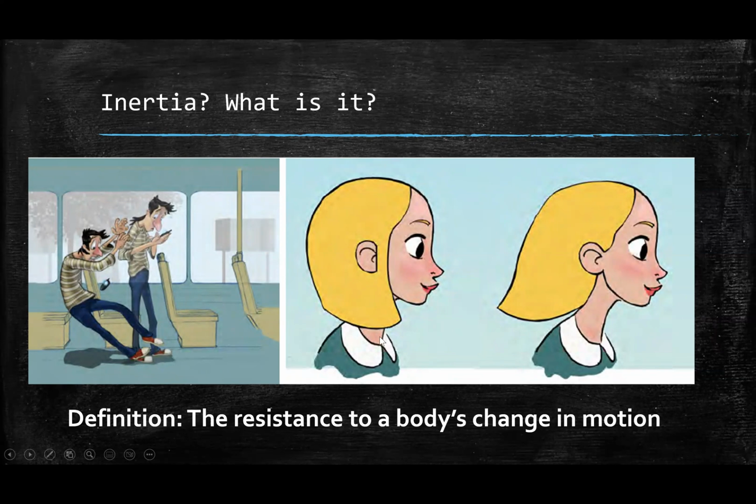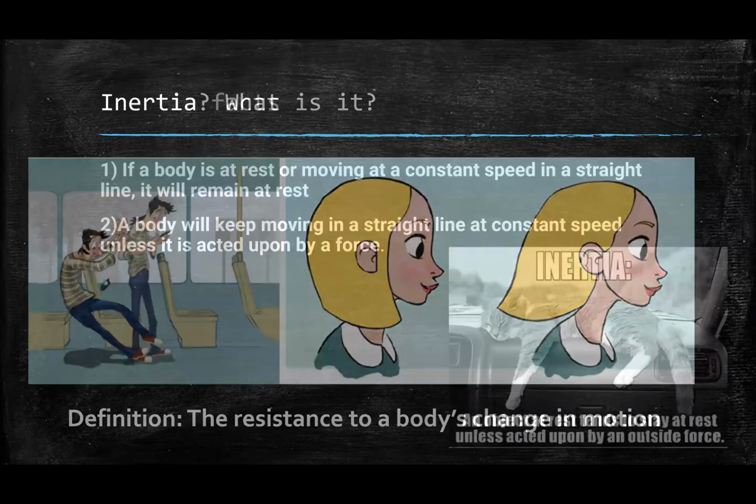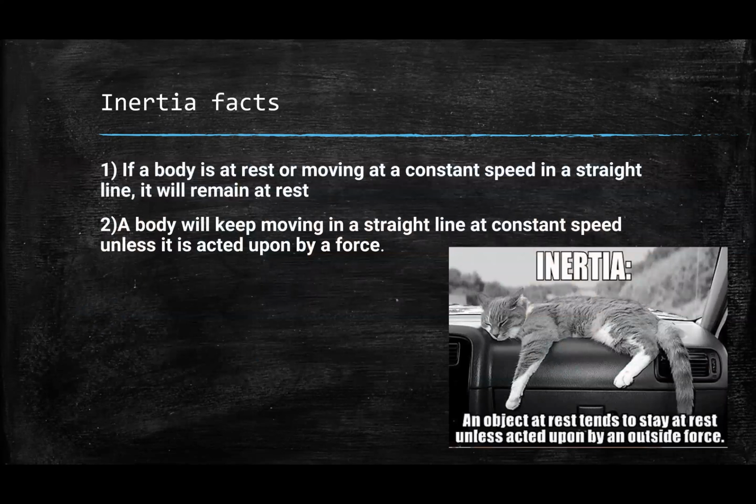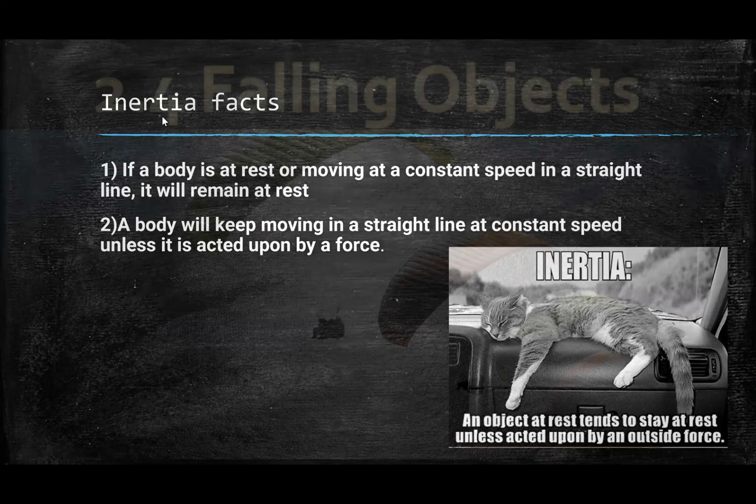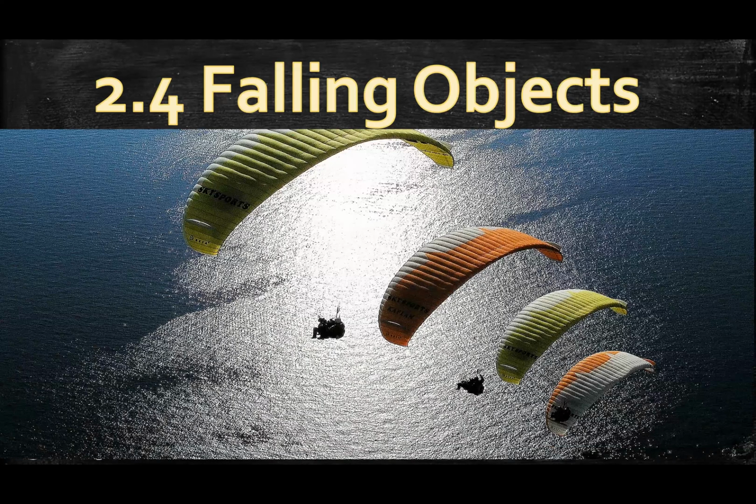Similarly, a girl seated in one of the seats will find that her hair gets pulled back or dragged backwards because of the inertia of her hair and its resistance to change in motion. It really wants to stay in its original position. So if a body is at rest, or if it's moving at constant speed in a straight line, it will remain at rest or will continue to move at constant speed in a straight line unless it's acted upon by a force. And how much a body changes depends on the inertia of that body.